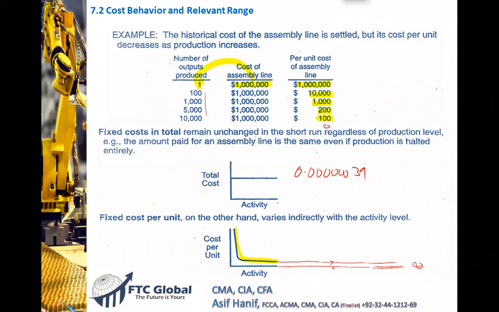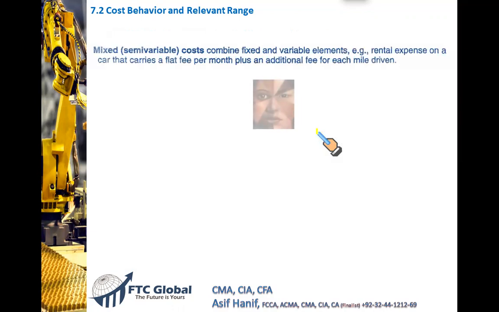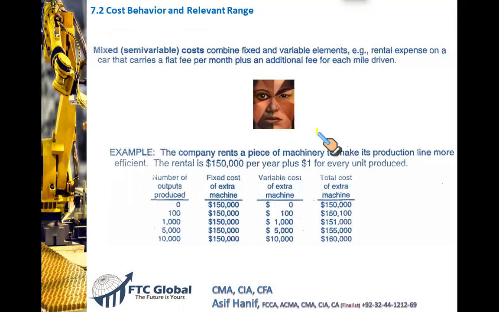So that's the conclusion now. Your fixed cost in total remains unchanged in the short run, and your variable cost per unit stays the same in the short run, right? So that makes things much more understandable. What if you have a cost structure which is semi-variable, sometimes called the mixed cost? In this case, your fixed and variable costs are combined to give you the total cost.